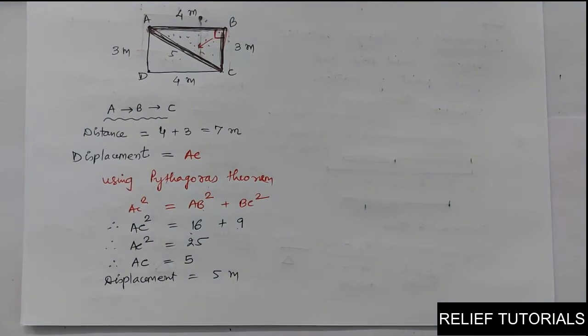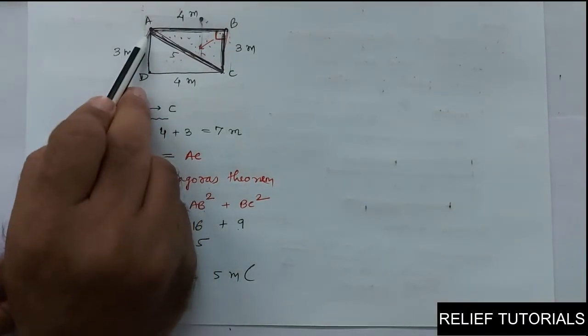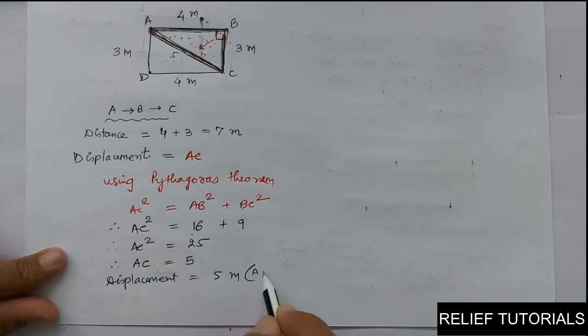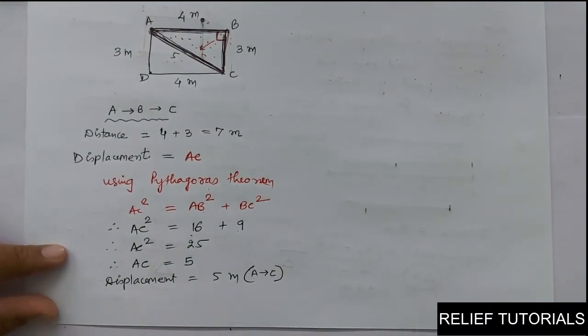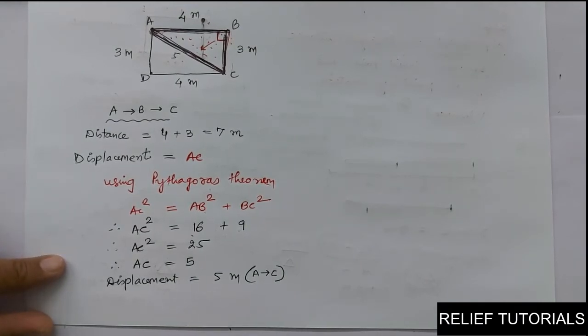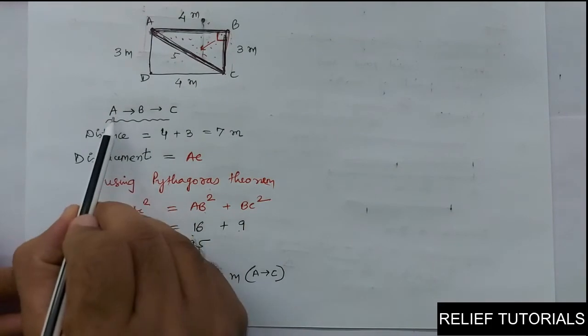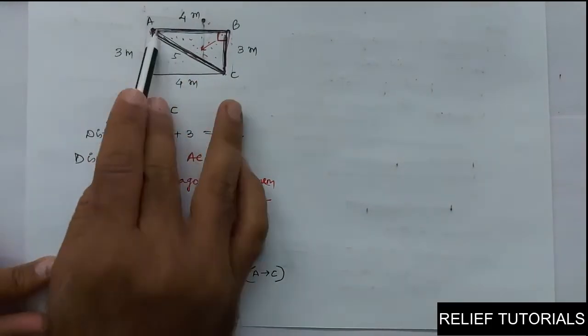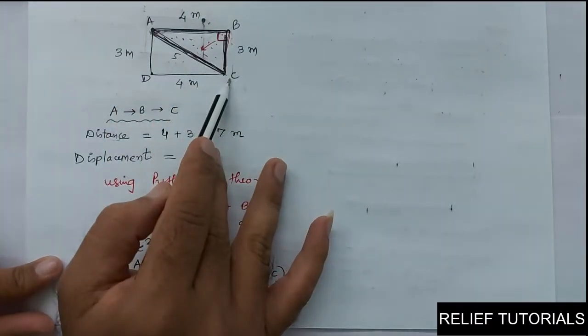Now what is the direction? No directions are mentioned. So you just simply write initial point to final point. Initial point is A to final point is C. So you can write A to C. This is your direction temporarily. Is that clear? The path followed by the particle is A to B to C. So distance means length of the path. So 4 plus 3, 7.